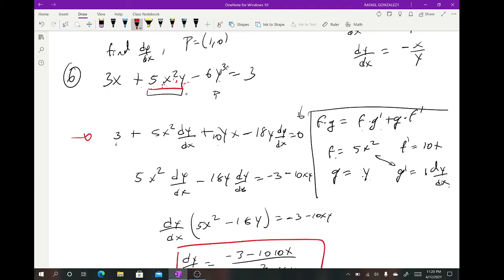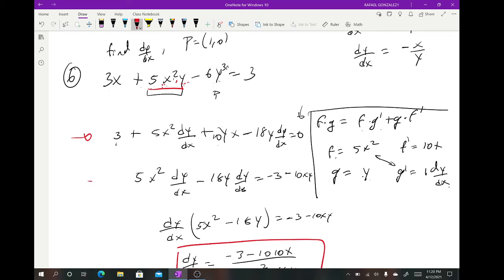Even if they have the same variable, like x squared times cosine of x, you will still use the product rule because you're multiplying two different functions. Don't forget the quotient rule as well, because it may pop up from time to time when doing these problems. And finally, minus 6y cubed, we took the derivative as we normally would if there was an x, but then we multiply by dy/dx.